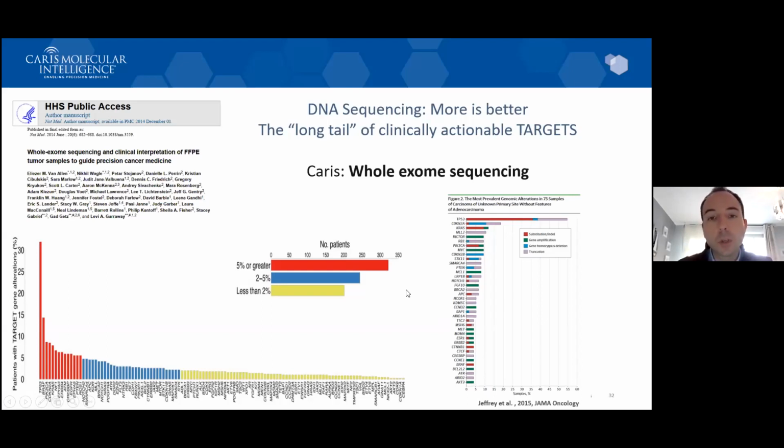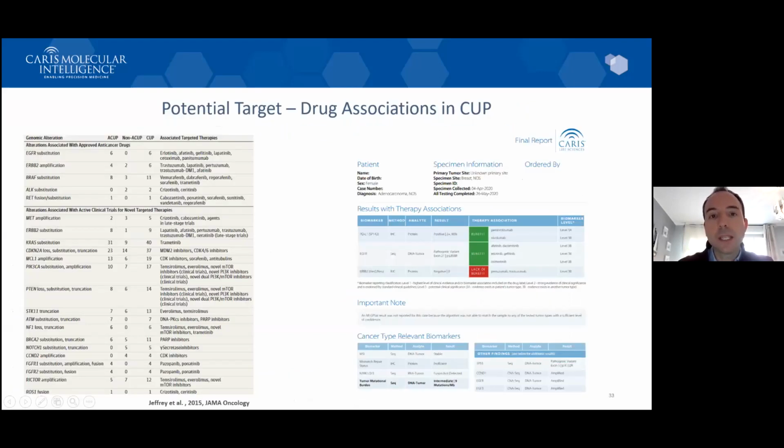So to keep a long story short, of course, the broader you look, the higher the probability to find something. And in our case, we're using whole exome sequencing, so you cannot look any broader because we are basically covering every exon. So let's come to the next part.